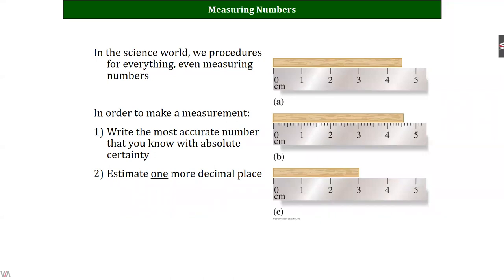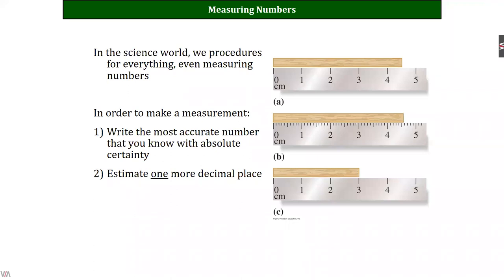So what will we write down for C? Looks like it's right at the line, right? Looks like 3 centimeters on the nose. But if we just wrote down 3 centimeters, we're implying that we could be off by a whole centimeter, right? 3.0. There's no way that it's actually 2 or 4 centimeters. So we don't want to write just 3.